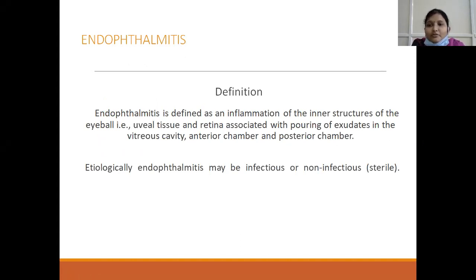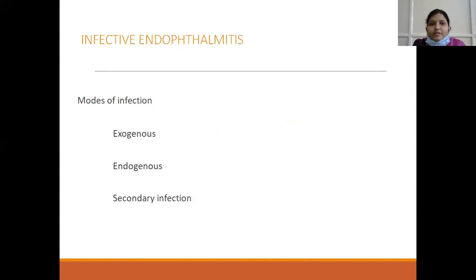So, what is the definition of endophthalmitis? It is defined as inflammation of the inner structures of the eyeball. What are the inner structures of the eyeball? Retina as well as choroid tissue. Associated outpouring of exudates is present in the anterior chamber, posterior chamber, and the vitreous cavity. Etiologically, endophthalmitis can be either infectious or non-infectious. First we'll deal with infective endophthalmitis.